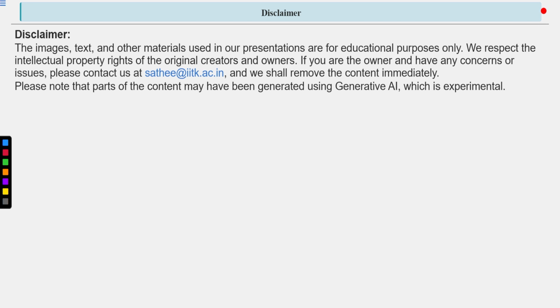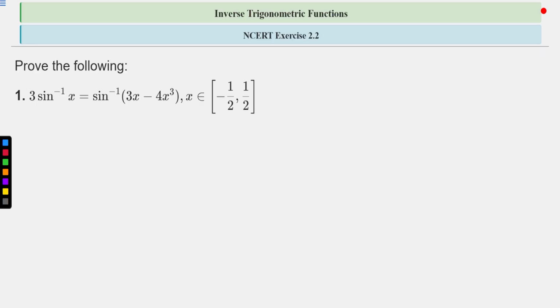So let us start with the exercise. So NCERT exercise 2.2. The first question is prove the following. You have to prove the given statement which says 3 sine inverse x is equal to sine inverse 3x minus 4x cube when x belongs to minus 1 by 2 to 1 by 2, right?